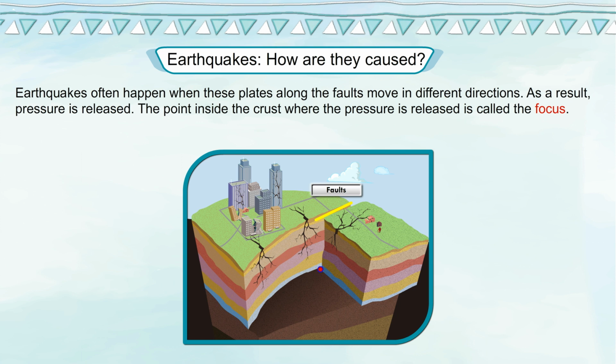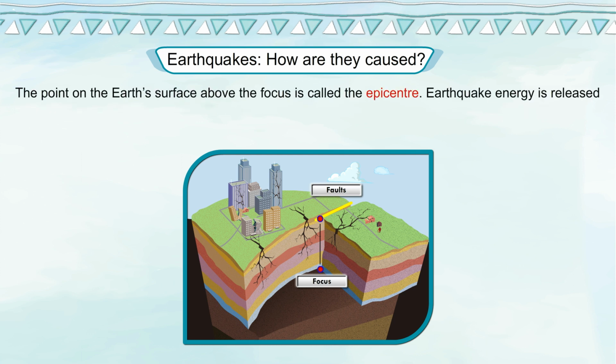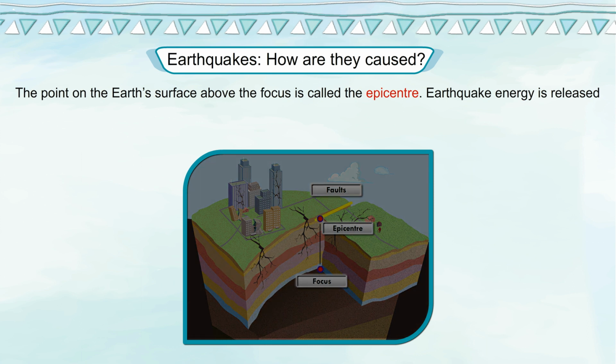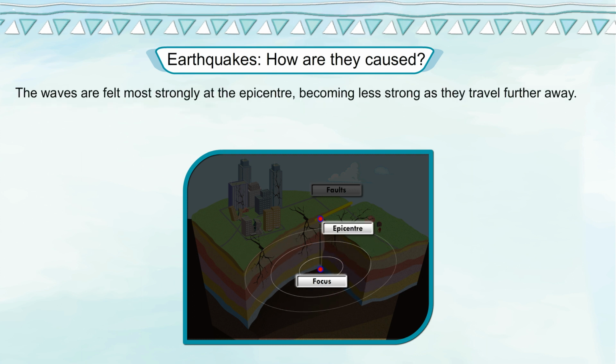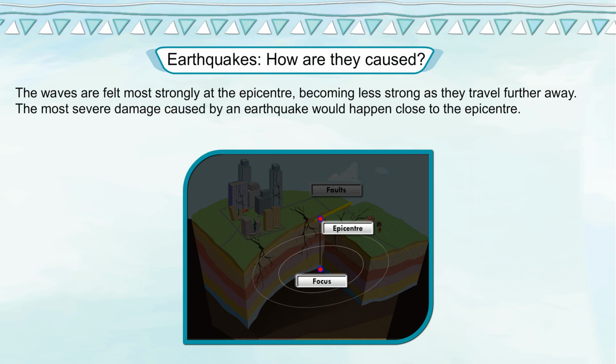The point inside the crust where the pressure is released is called the focus. The point on the Earth's surface above the focus is called the epicenter. Earthquake energy is released in seismic waves. These waves spread out from the focus. The waves are felt most strongly at the epicenter, becoming less strong as they travel further away. The most severe damage caused by an earthquake would happen close to the epicenter.